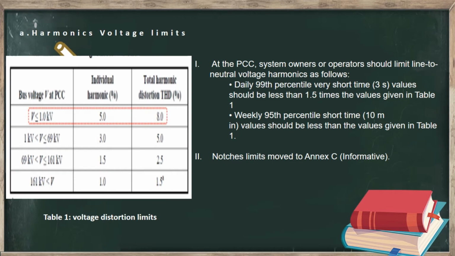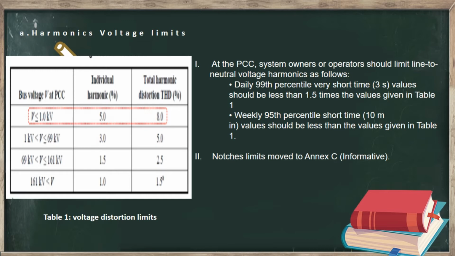Harmonic voltage limit. Table 1 shows the voltage distortion limit. We must know the bus voltage V at the PCC. We show the individual harmonic and total harmonic distortion, THD. So at the PCC, the system owners or operator should limit the line-to-neutral voltage harmonic.